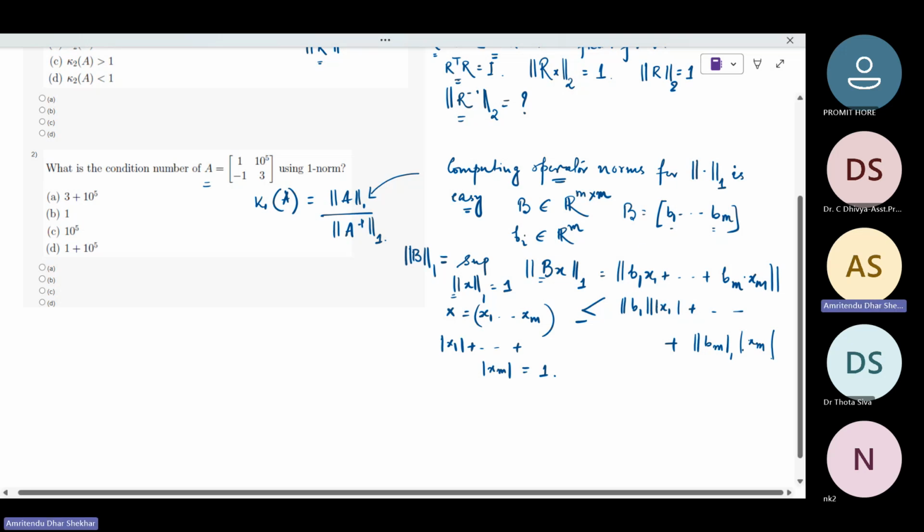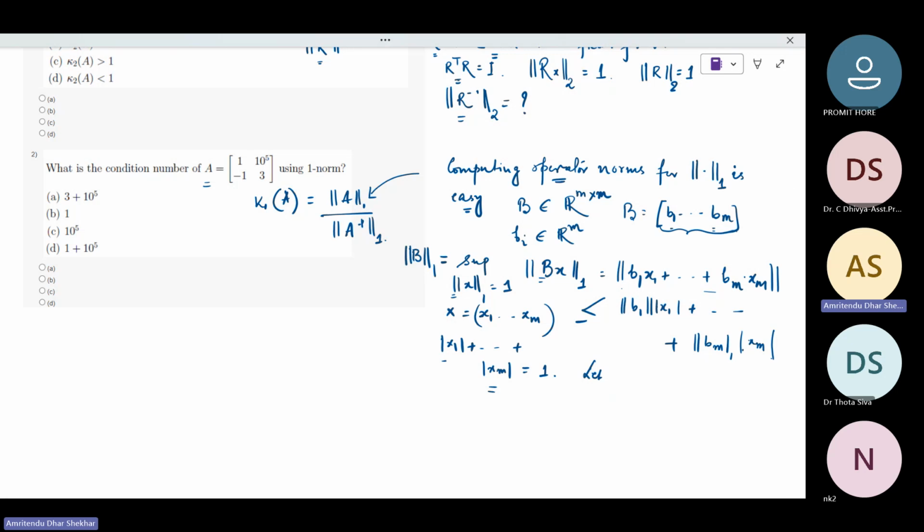Okay, so we want to compute the max of this term, which is itself upper bounded by this, and of course subject to each of these. So among these columns b1 to bm, there is going to be one vector among those columns which has the maximum one norm, right?